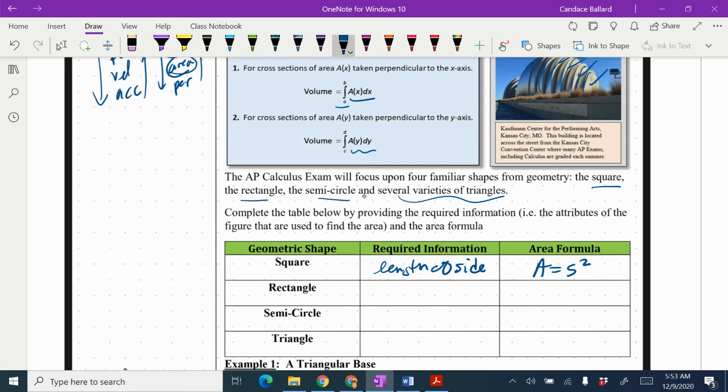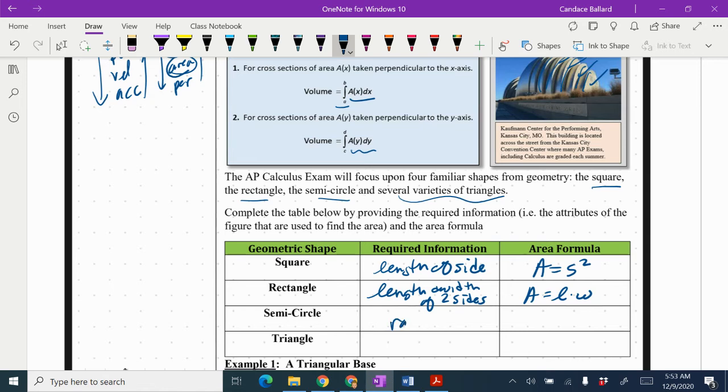The rectangle, you need the length and the width of two sides. So the length of a side, the width of a side. So area equals length times width, or base times height, just depends on how you learned it.